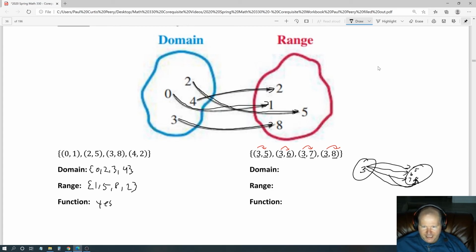Now the domain is simply going to be 3. Again, all possible x values. The range is going to be 5, 6, 7, 8. And is this a function? No, it's definitely not a function, right?